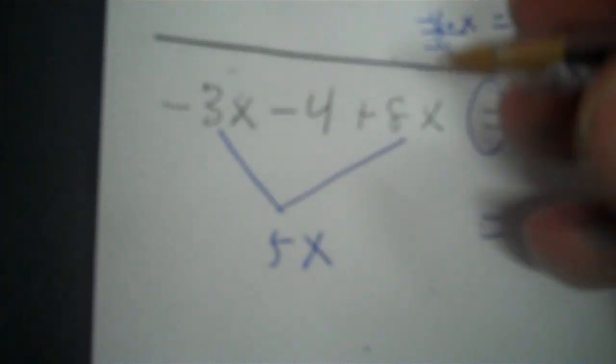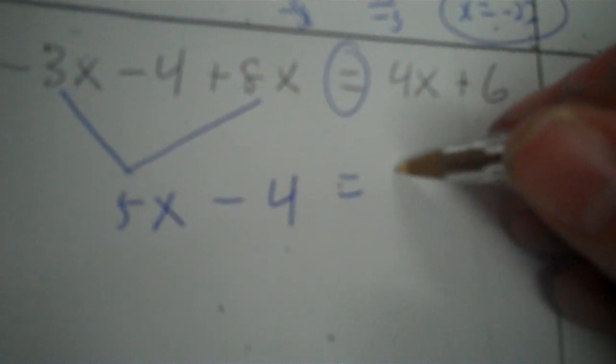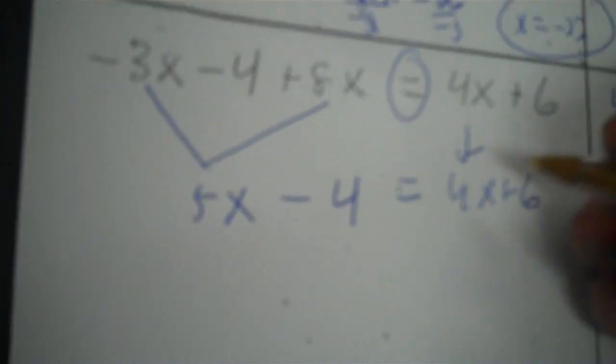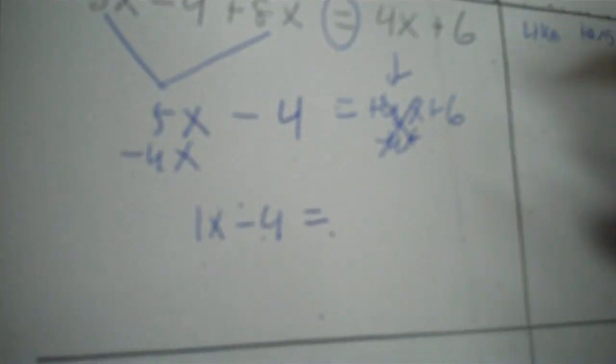So negative 3 plus 8 on a calculator, that's going to be 5x. Minus the 4, you can put plus negative 4, it doesn't really matter. Then over on the other side, 4x plus 6. But now I have them on opposite sides, so I mark the smaller one and it's positive, so subtract 4x. If it doesn't have a sign in front of it there, you're going to minus it. So that's 1x minus 4 equals 6. So that's taken care of.